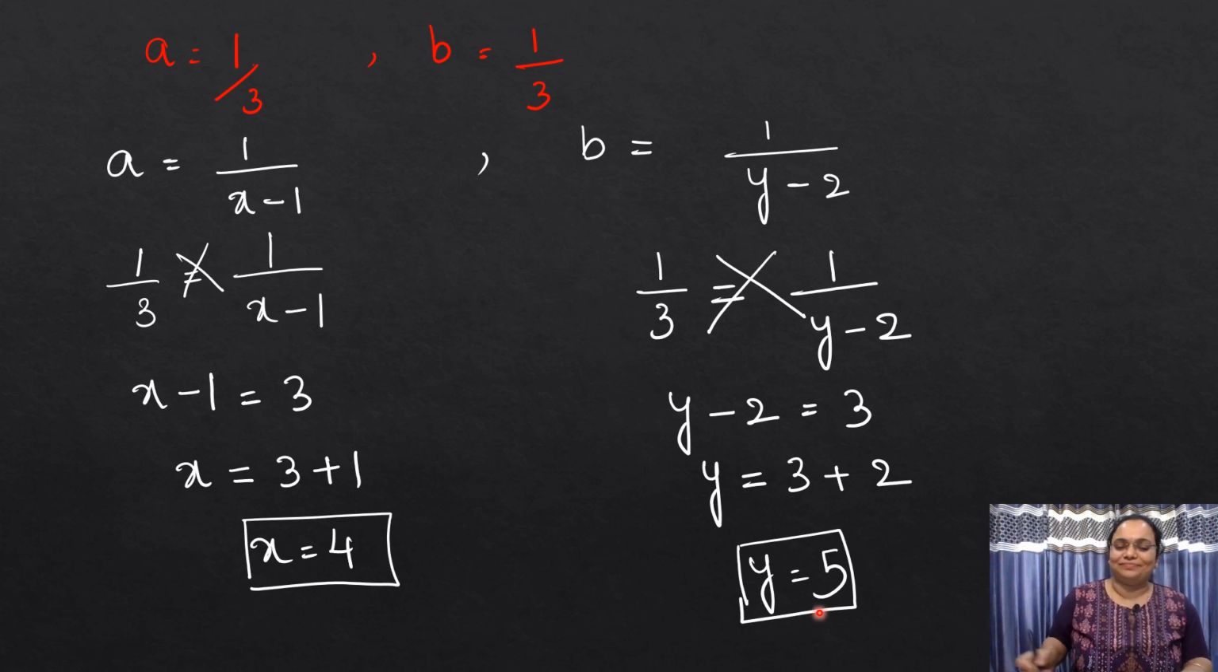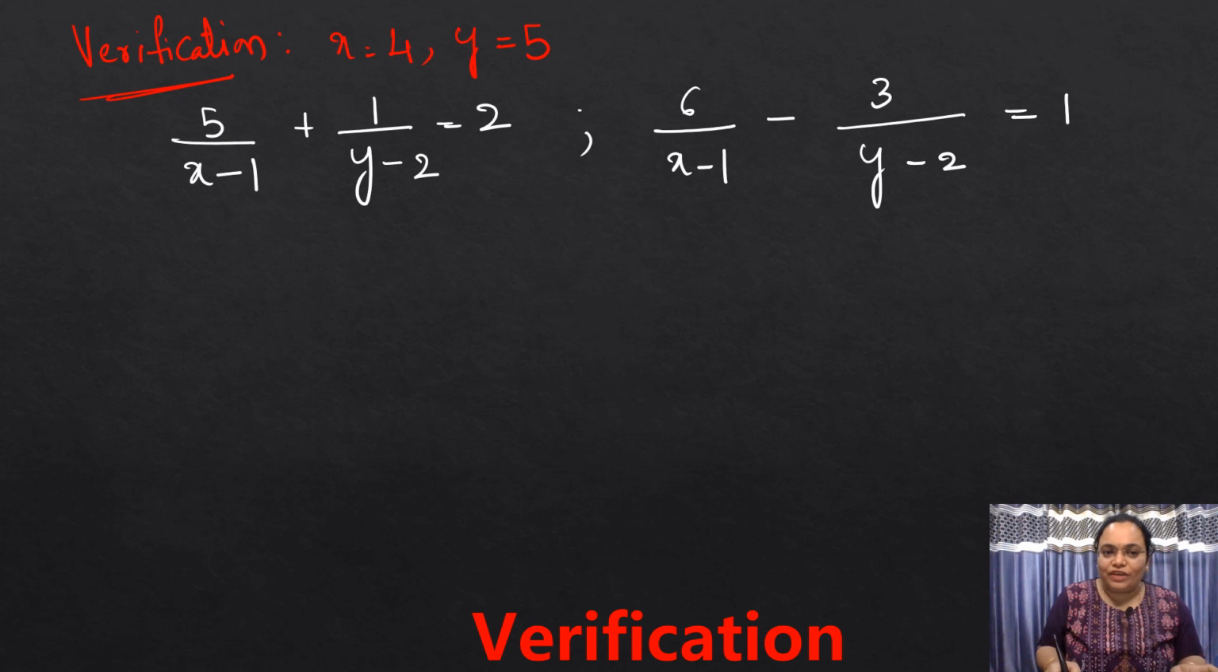Okay, clear? How do we do the verification? We just substitute the values of x and y in the original equation and see if the equation satisfies on both the sides. Correct? Now let us substitute.